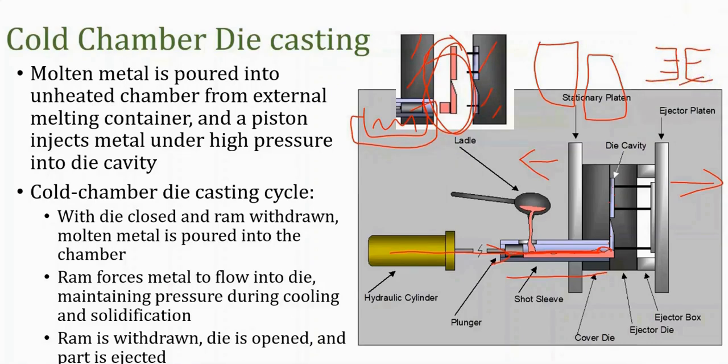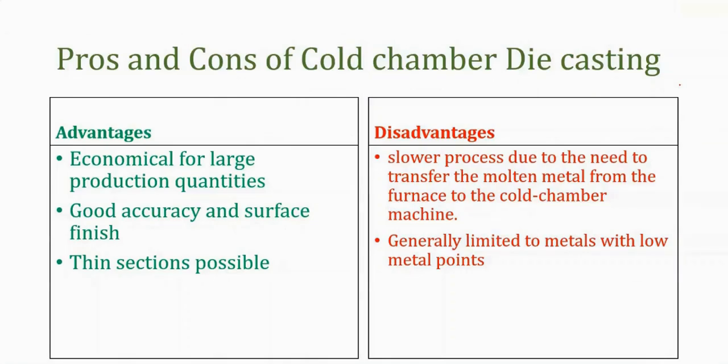Coming to the advantages and disadvantages: this is very economical for large production quantities, the surface and dimensional accuracy is very good, and it is very suitable for thin section production. Coming to the disadvantages, this is a slower process because we need an external melting source. You have to transfer the molten material from the external source to this chamber and pour it, so it is a time consuming process.